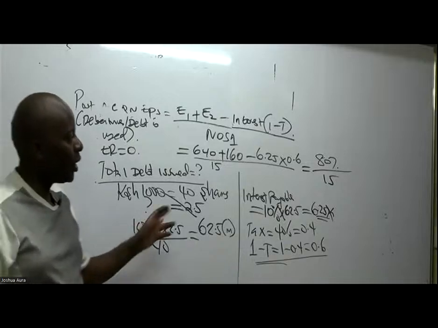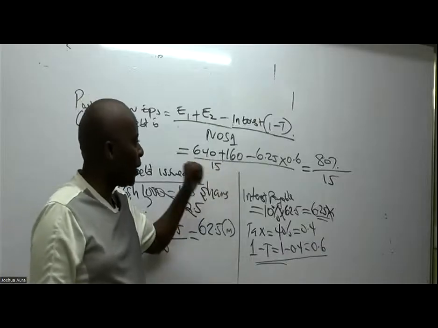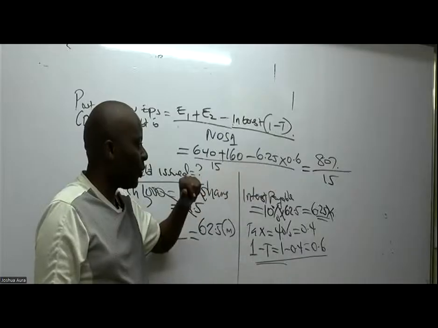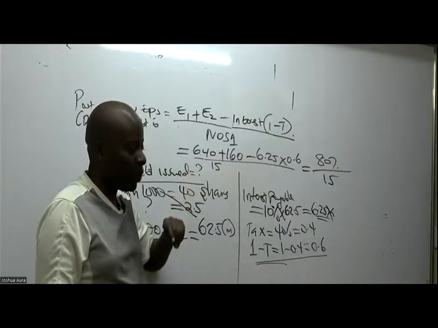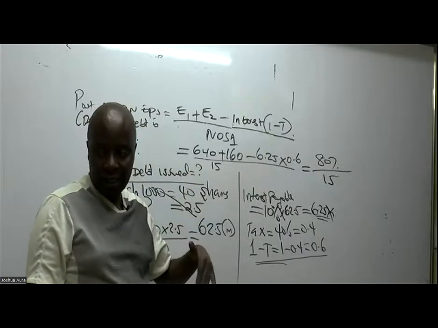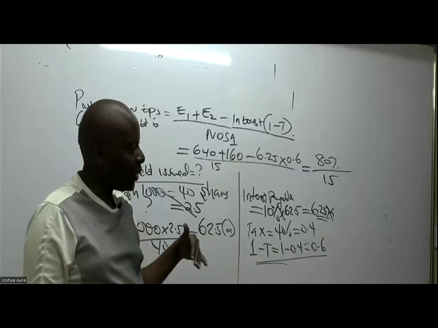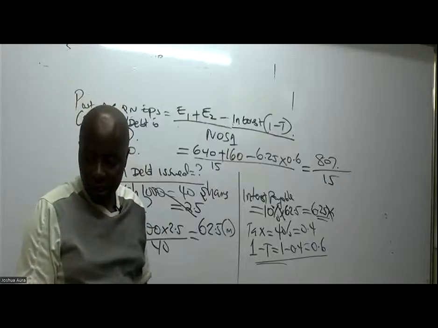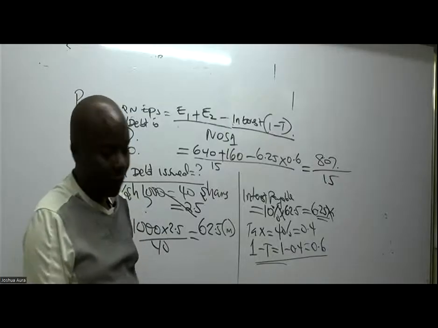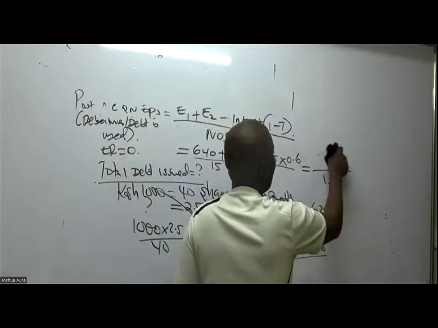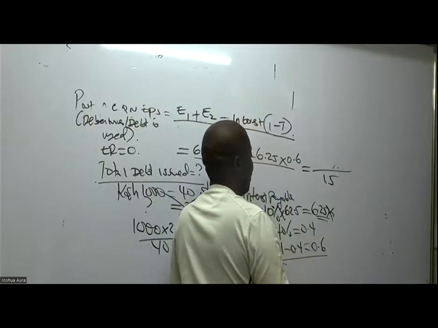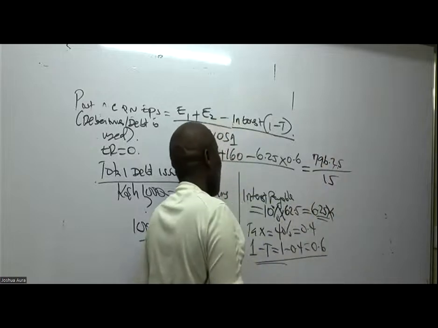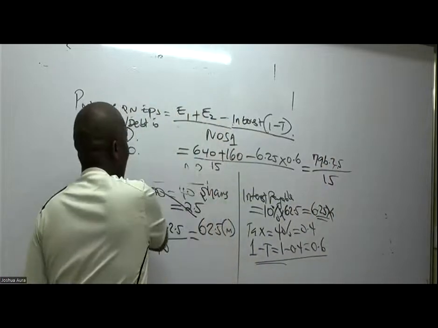Remember, what are we doing? 640 plus 160 gives me 800. It can't be 807. It has to be less. 796.25. I hope you've been able to see. 796.25. And therefore, who can give us the final answer here?